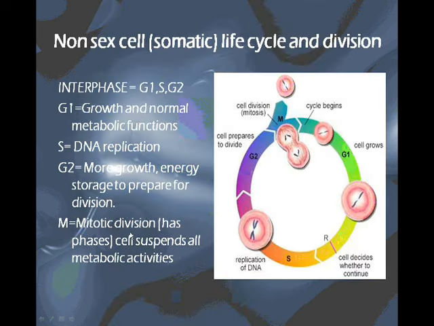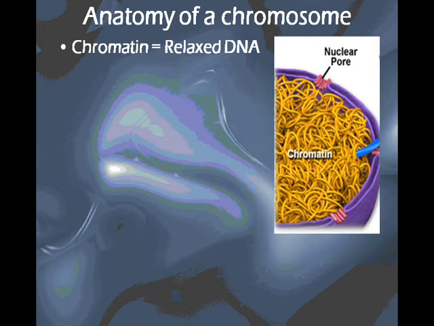After interphase, the cell will go into its division stage called mitosis, and mitosis is also broken down into several stages. Before we get into mitosis, I'd like to go over the anatomy of a chromosome, or the different terms that are used in reference to our DNA at different stages of the cell cycle.